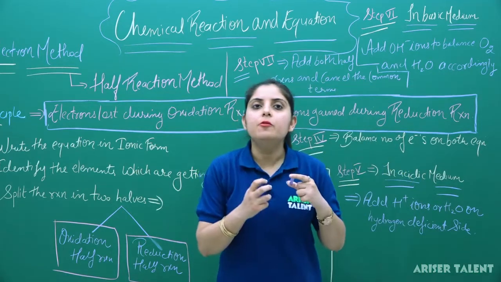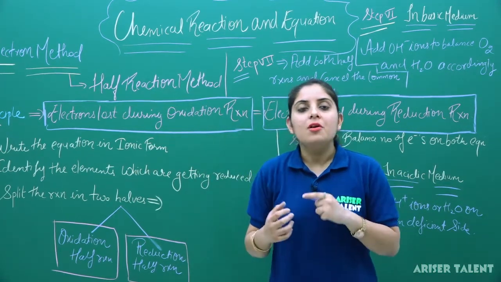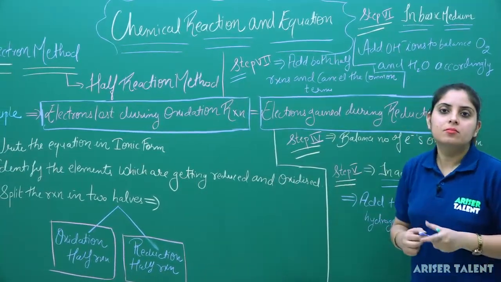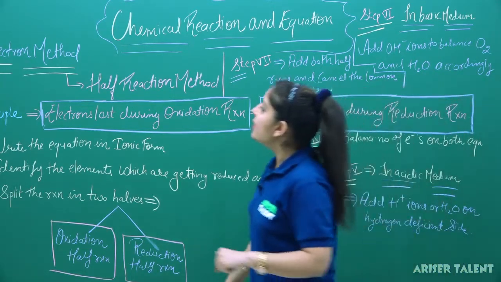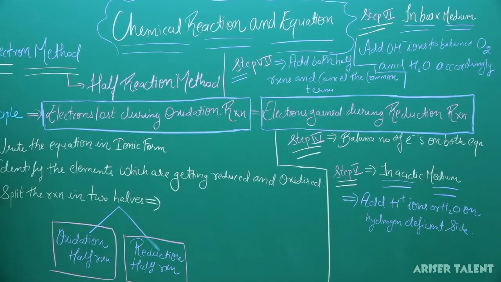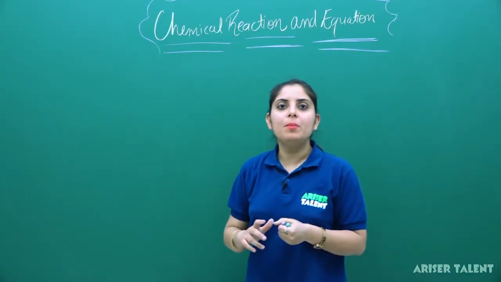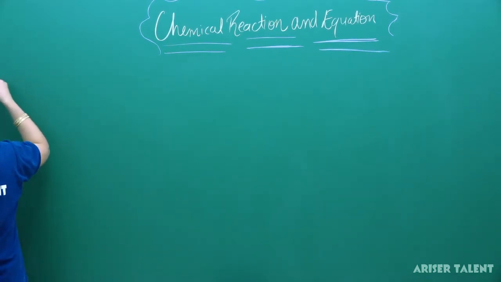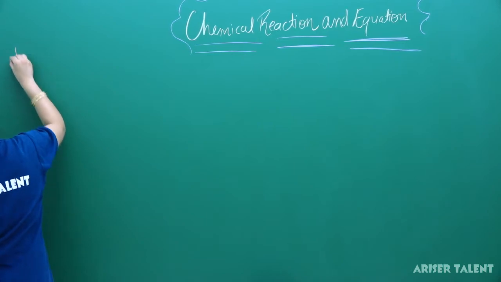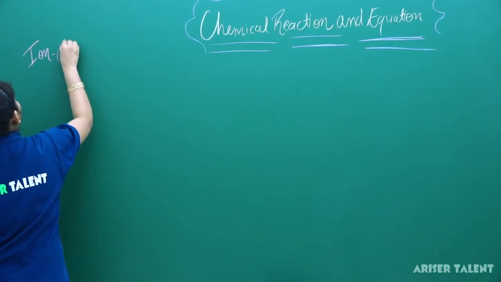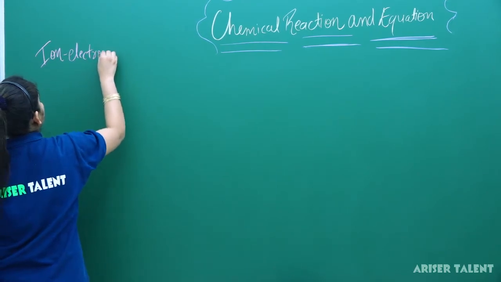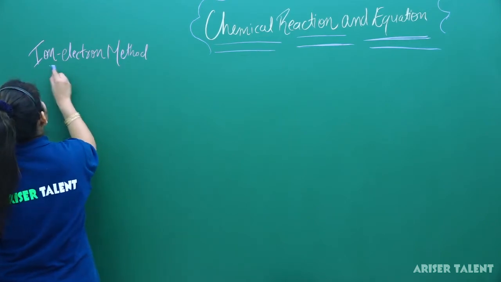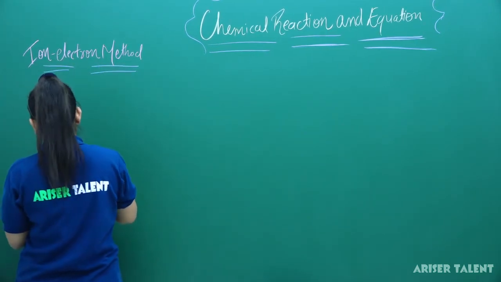This is quite different from the oxidation number method. So now we will understand this with the help of an example, but before that you can copy these steps from here. We will understand these steps with the help of a simple example. So we will discuss the ion electron method with the help of an example.